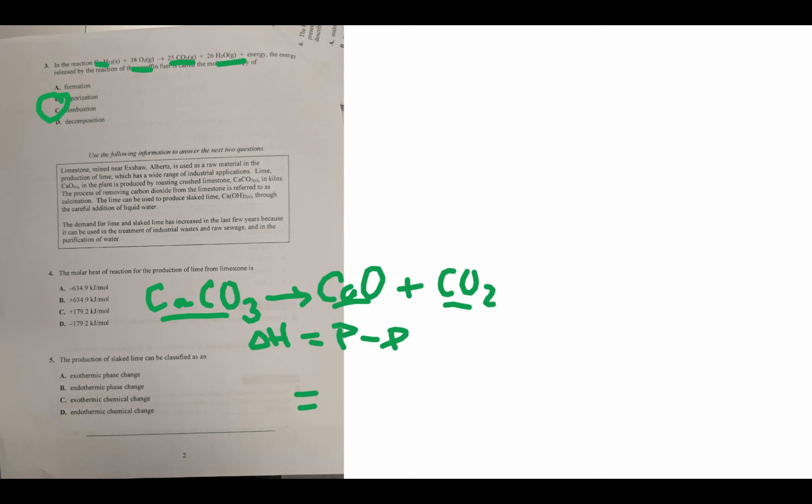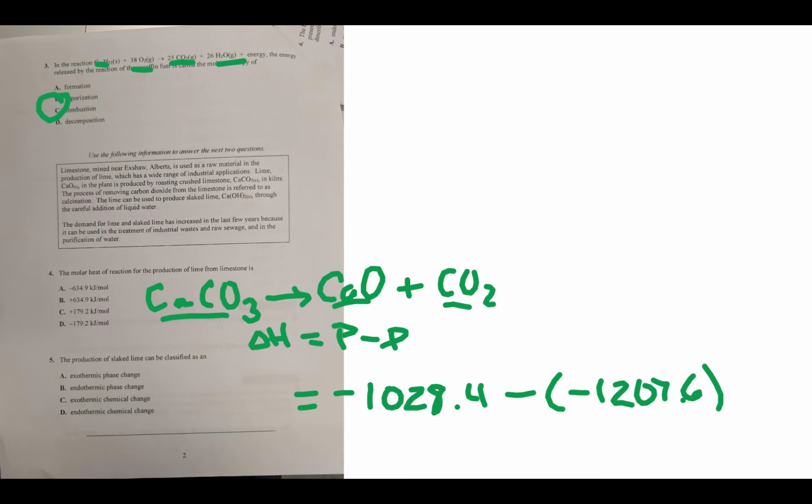Your products total is negative 1,028.4 kilojoules, and then you're going to subtract your reactants total. And again, I'm getting these values and adding them in terms of the sum from page 4 or 5 of my data booklet. And then when I do this correctly, I should see that my answer is C.